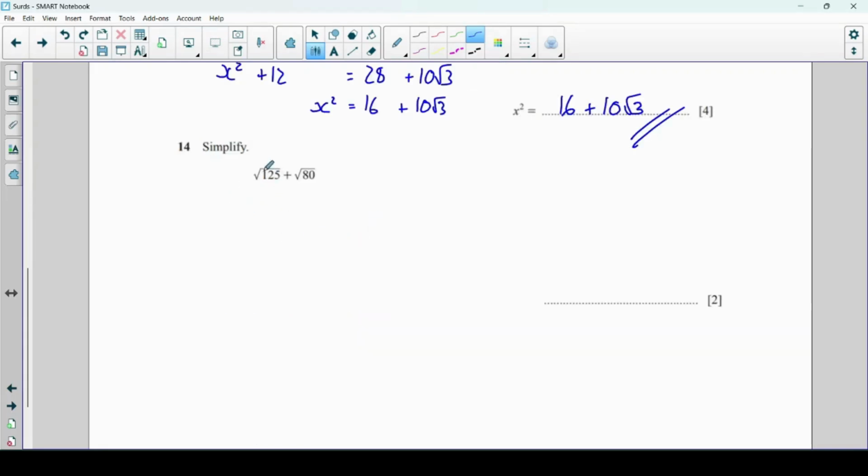A pretty straightforward simplifying question here. The biggest square number that goes into 125 is 25, so let's write that as root 25 times root 5. Careful here. There's a bigger square number than 4 that goes into this 80, and that bigger square number is 16. I'm going to do root 16 times root 5. Root 25 is 5, so here I get 5 root 5. Root 16 is 4, so here I get 4 root 5. Now I can add these two things up. 4 root 5 plus 5 root 5 plus 4 root 5 is 9 root 5.